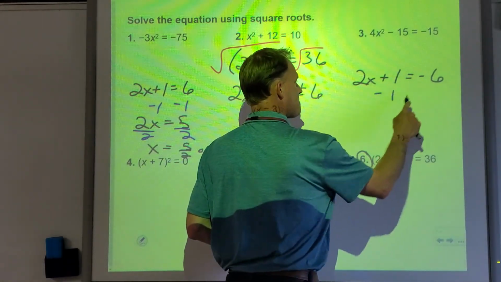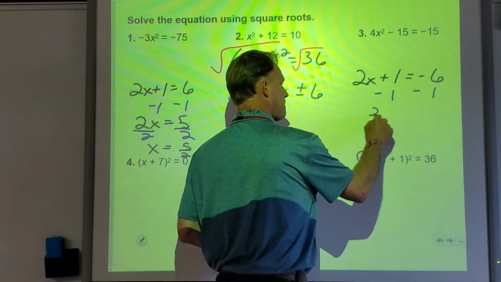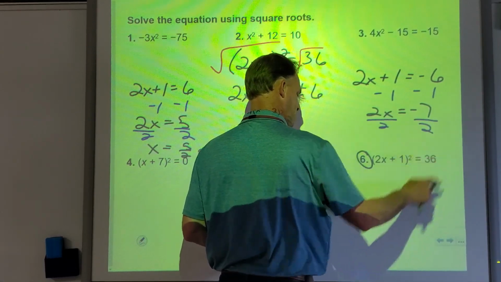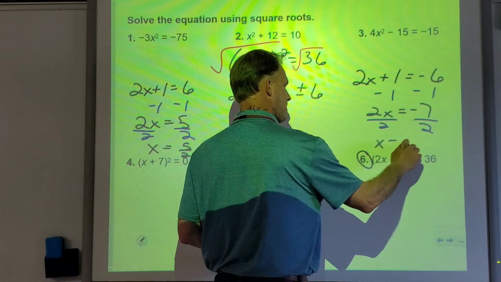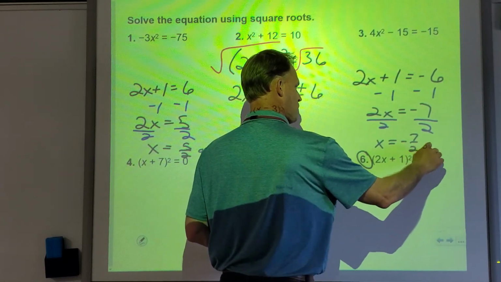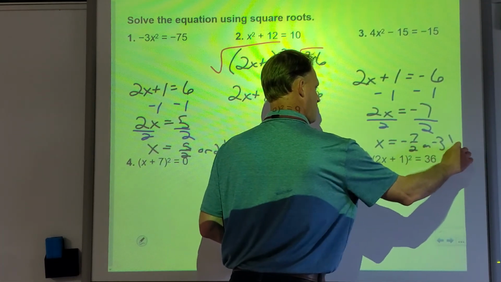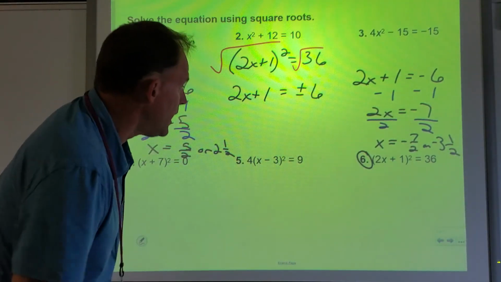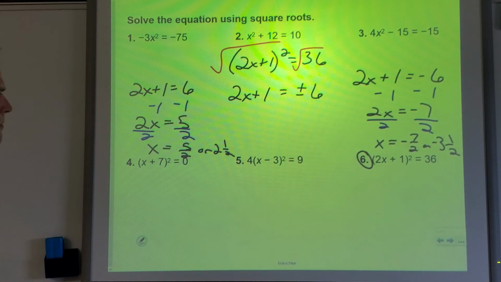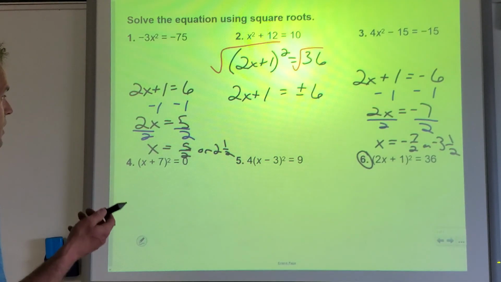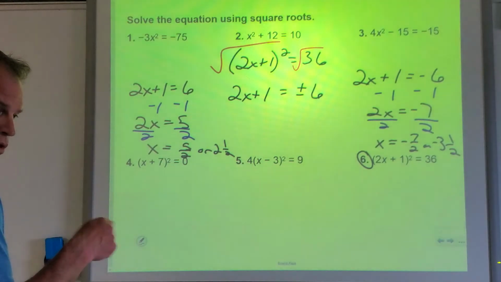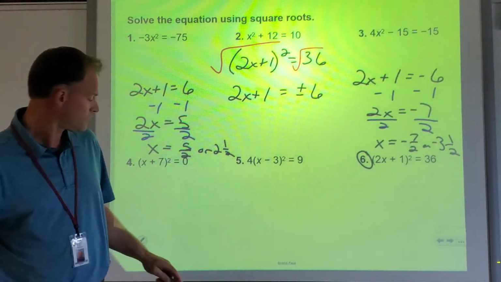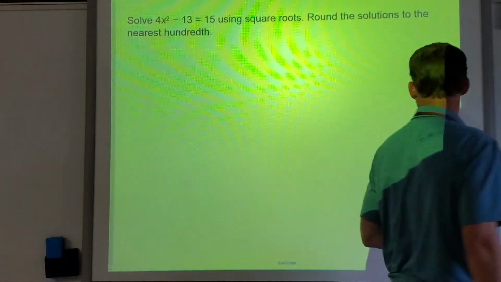Over here, negative 7 over 2 or negative 3.5. Again, deal with the stuff outside first. Get it equal to the plus minus, write your two equations and solve. Any questions on any of that? Okay.